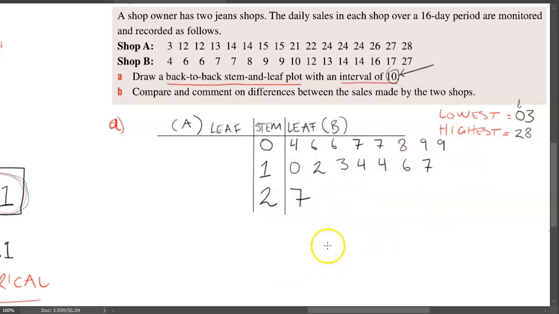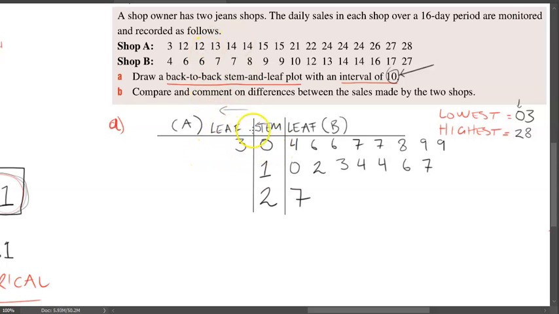Don't worry about a key for now. I'll get to that in a second. But now we're going to look at shop A, but this time our leaf is going to go from smallest to largest, but going that way. So in other words, 3 here, we're going to read this for shop A as 3, not 30, but 3.